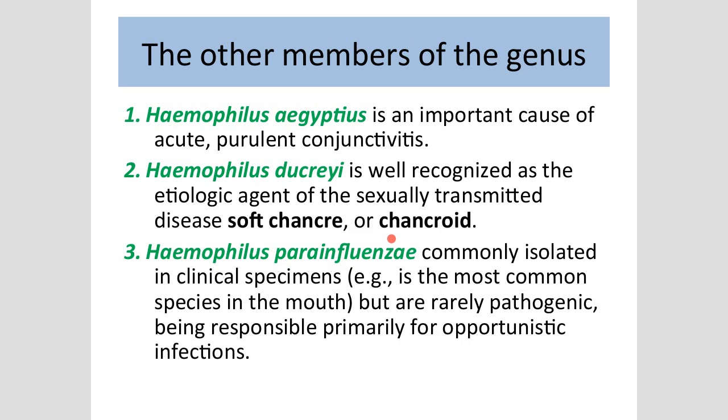Now, the other important thing is that when a person comes with an infection of the eye, the most important cause is Haemophilus aegyptius. That's a very common cause of purulent, meaning pus-forming, conjunctivitis, which is inflammation of the eye.